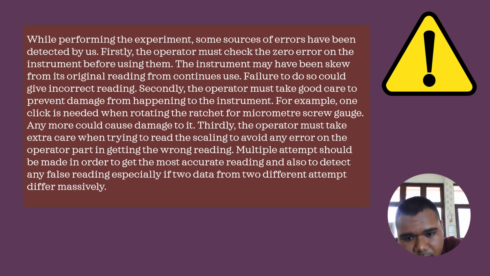Secondly, the operator must take good care to prevent damage from happening to the instrument. For example, one click is needed when rotating the ratchet on the micrometer screw gauge. Any more could cause damage to it.